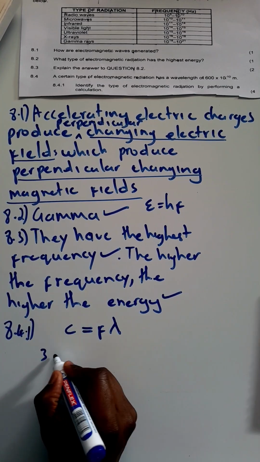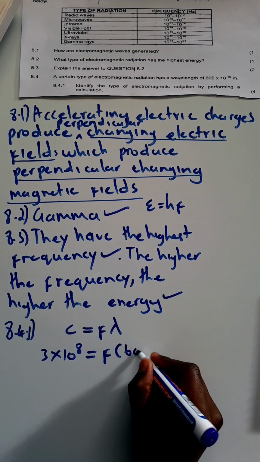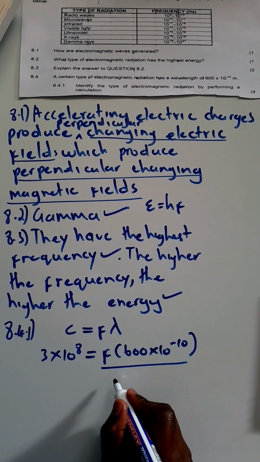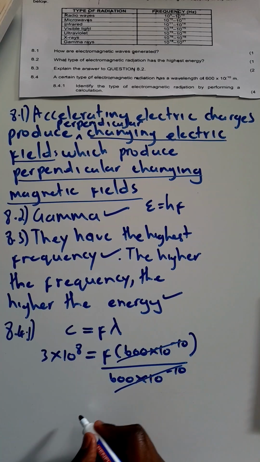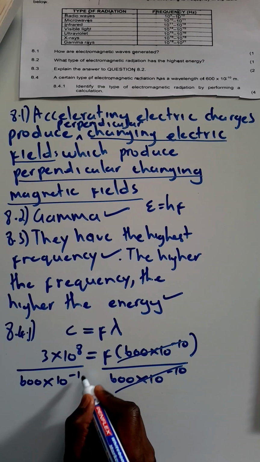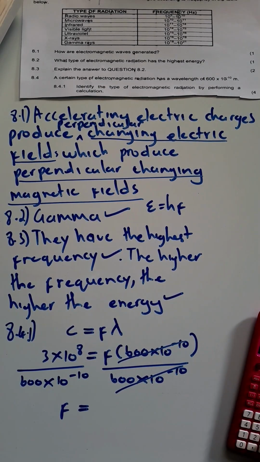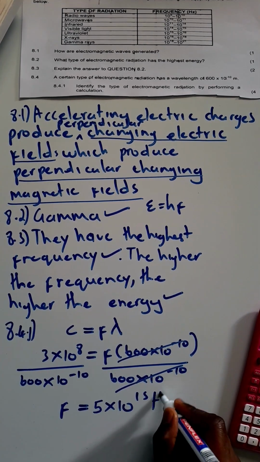So the speed of light, 3 multiplied by 10 to the power of 8, is equal to frequency times the wavelength, 600 multiplied by 10 to the power of negative 10. Divide by 600 times 10 to the power of negative 10 and cancel that out, and we're left with frequency. The frequency will be equal to 3 times 10 to the power of 8 over 600 times 10 to the power of negative 10, and the answer is 5 multiplied by 10 to the power of 15 hertz.